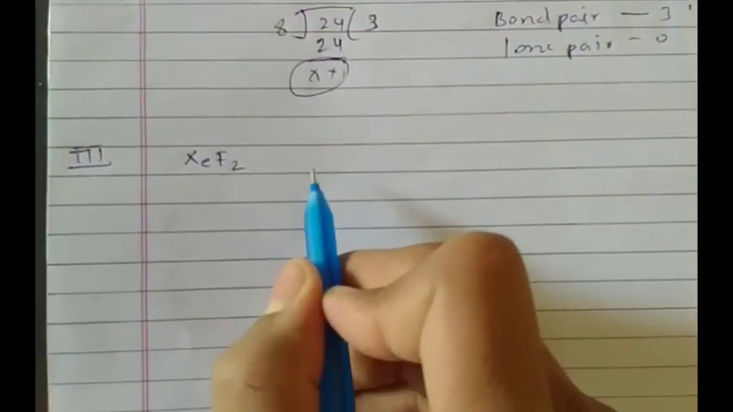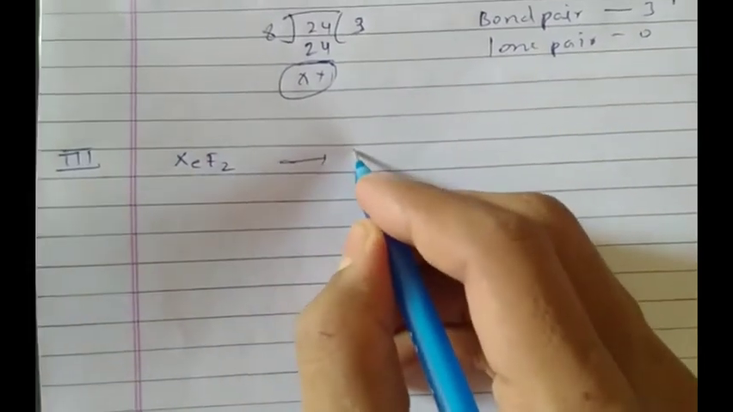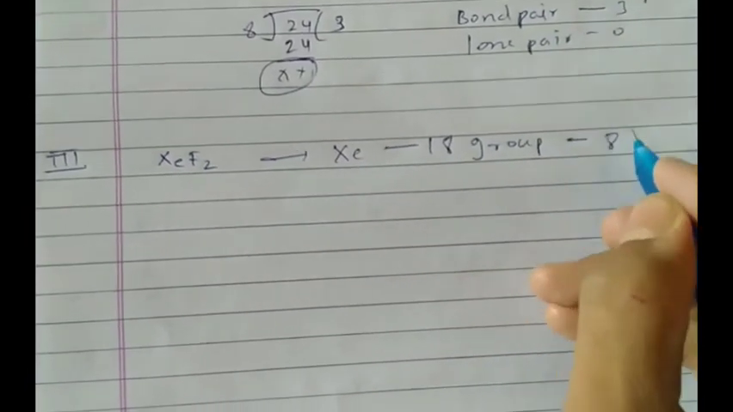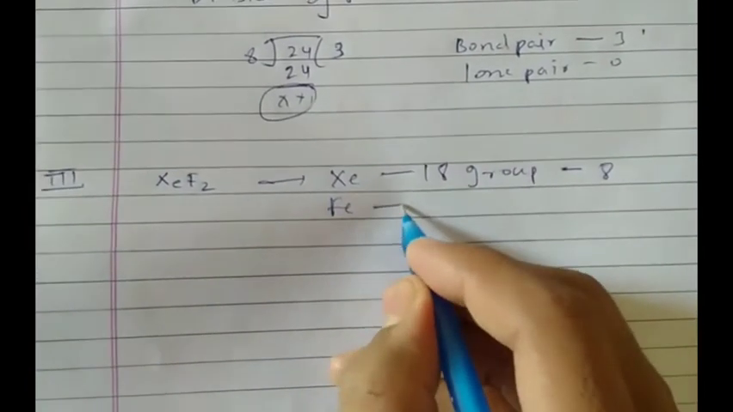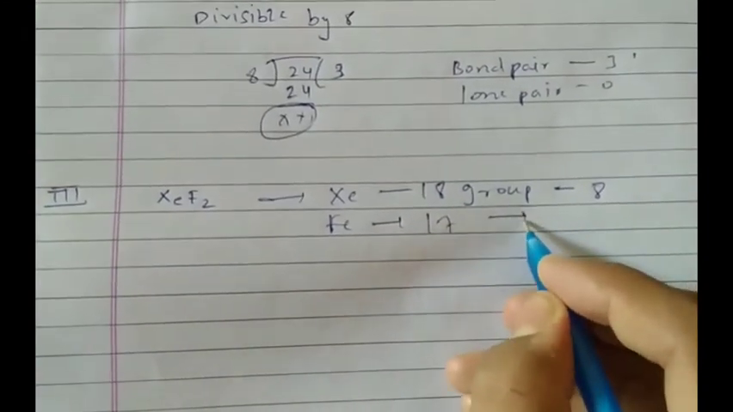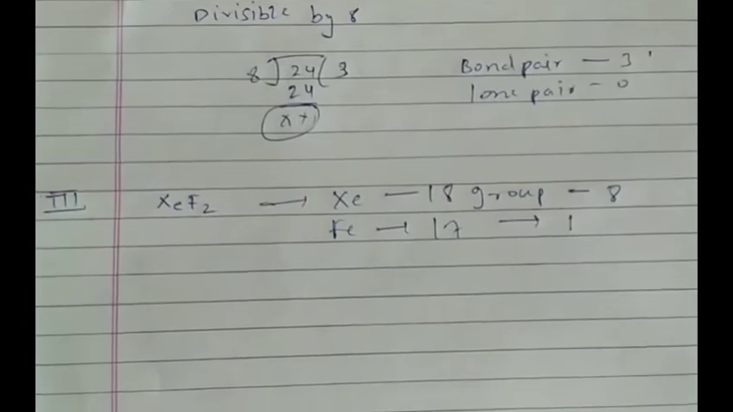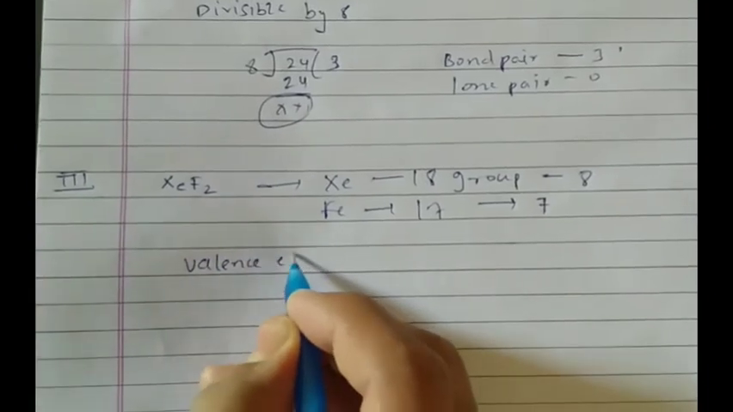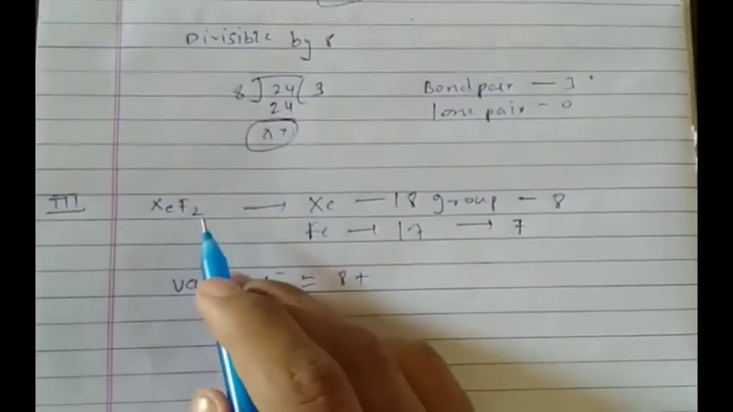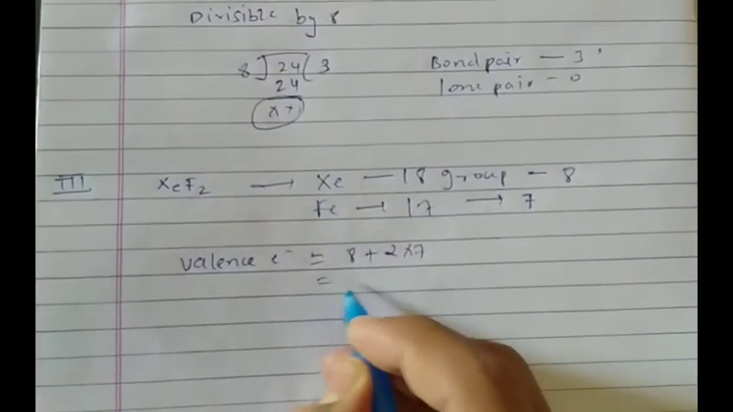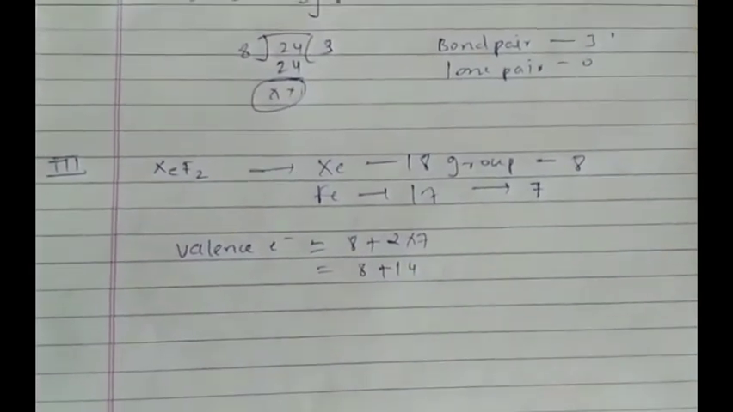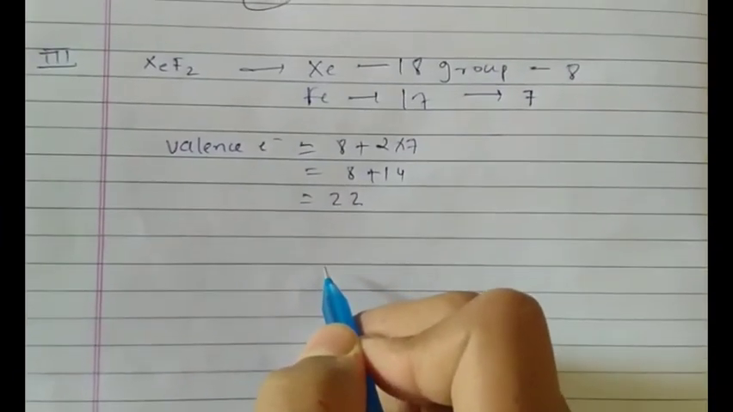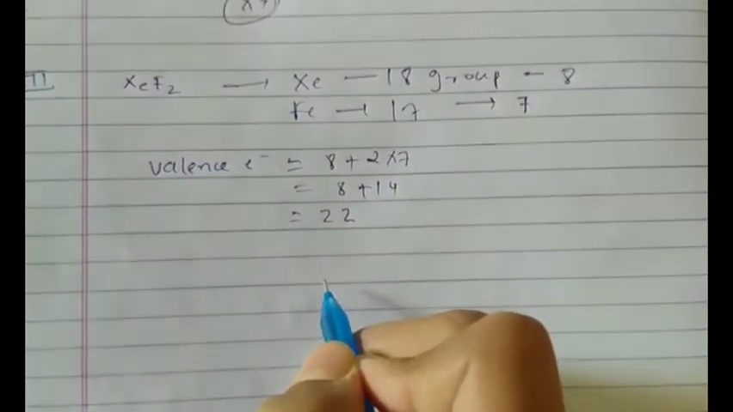Take another example, XeF2. First of all, we have to calculate the valence electrons. Xenon belongs to group 18, so its valence electron will be 8. Fluorine belongs to group 17, the halogen family, so its valence electron is 7. Xenon is 8 plus, but fluorine is twice, so 2 into 7, which is 14. 14 plus 8 is 22. According to our rule, if the valence electron count is more than 8, then we divide it by 8.